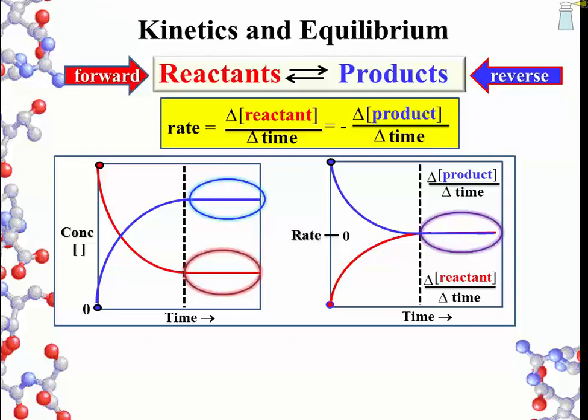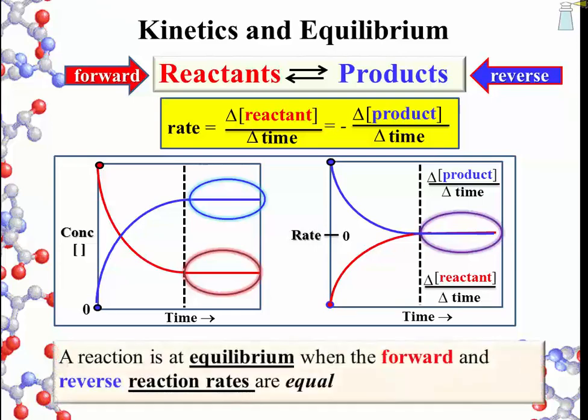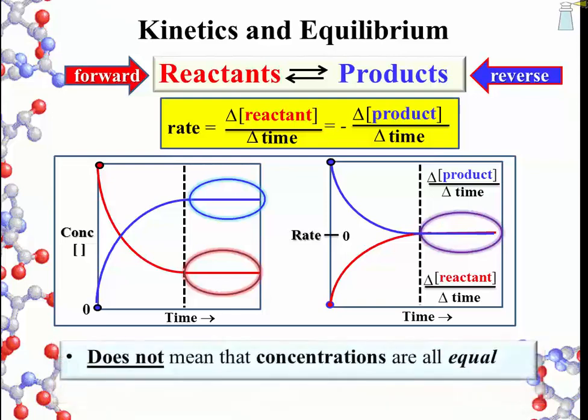A reaction is at equilibrium when the forward and reverse reaction rates are equal. They are equal when the concentrations have stopped changing. That does not mean that the concentrations are all equal. A look at the graph shows that at equilibrium, the concentration of the product is greater than the concentration of the reactant, at least for this reaction.